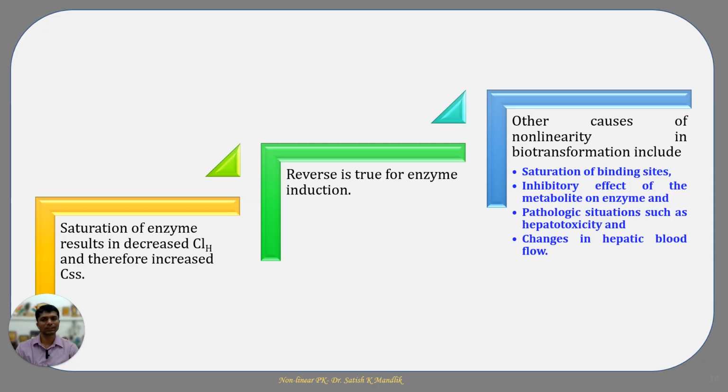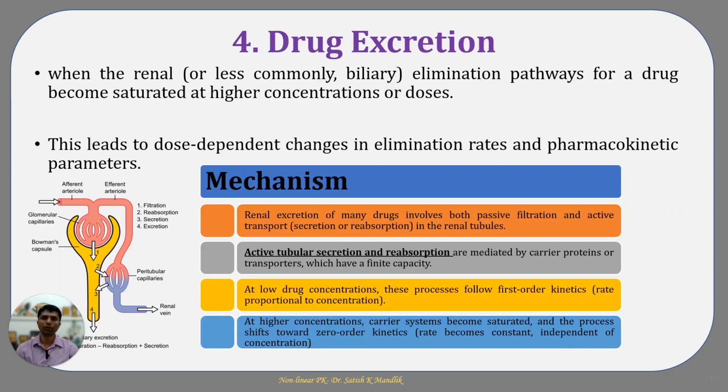Apart from enzyme induction, inhibition, and capacity limited metabolism, other causative agents for non-linearity in metabolism include saturation of the binding sites, inhibitory effects of the metabolites and the enzyme, pathologic situations, especially hepatotoxicity, changes in the hepatic blood flow, and many others. Moving to the next, drug excretion is also one of the most important contributors for variability in linearity. So it's another source of non-linearity.